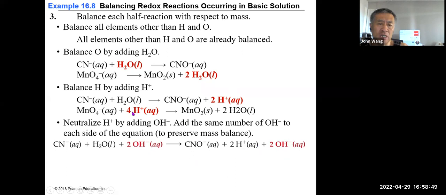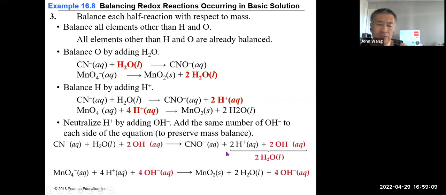Before we do that, we know H+ and hydroxide together will make water. So these two H+ and these two hydroxide, we can simply write as two H2O. We'll do that later. The same for this equation: we have the four H+, and we're adding four hydroxide on the left and on the right. Now these four H+ and four hydroxide will give you four water.